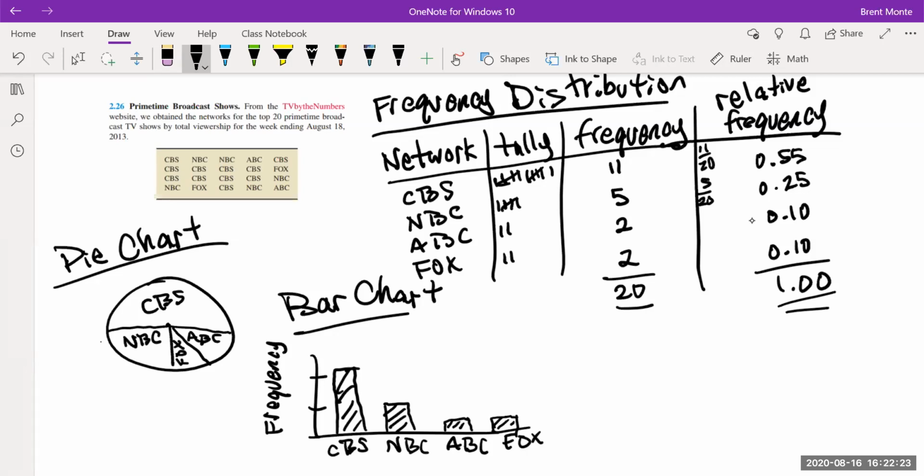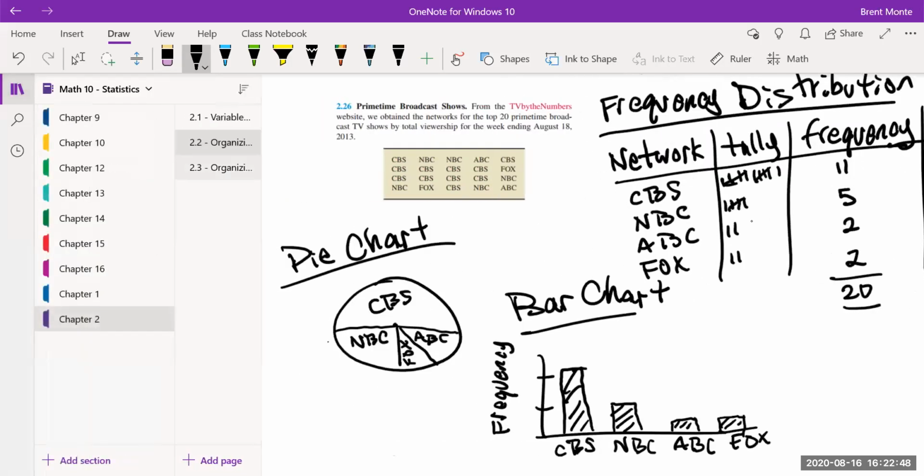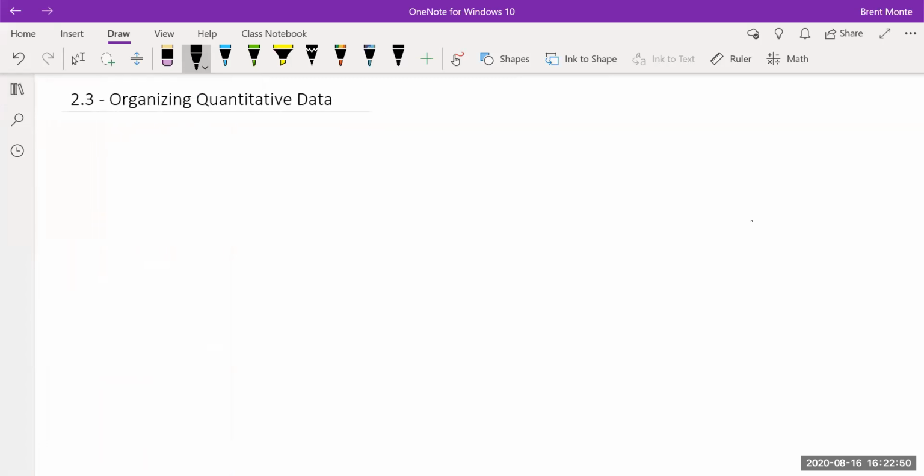Again, very easy to see. CBS had the most, followed by NBC, and then ABC and Fox each had a little bit. 2 of the 20, so they each had 10% of the shows that were the most watched. Okay, so essentially that's the idea. There's 2.2 in a nutshell. That explains the things we want to see there. So now I'm going to go back here. We'll go into 2.3 and see this last section for this lecture.